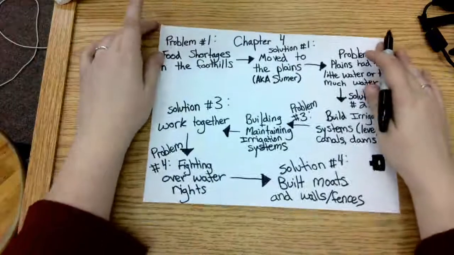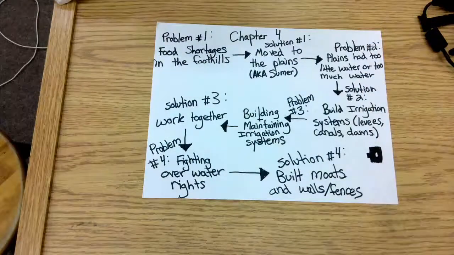So there were many problems and solutions in ancient Mesopotamia. These are just a few. So get these down. I would read through chapter 4 just to make sure that you get any extra information that you might need. However, this is a general overview of the chapter.